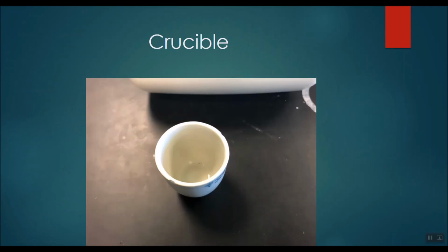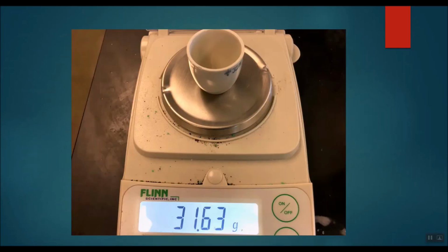What do we need? We need a crucible. This is made of ceramic and can withstand enormous amounts of heat. We're going to weigh the crucible. Please record this number on your scrap sheet of paper. 31.63 grams. That is the mass of the crucible. You must know that mass.